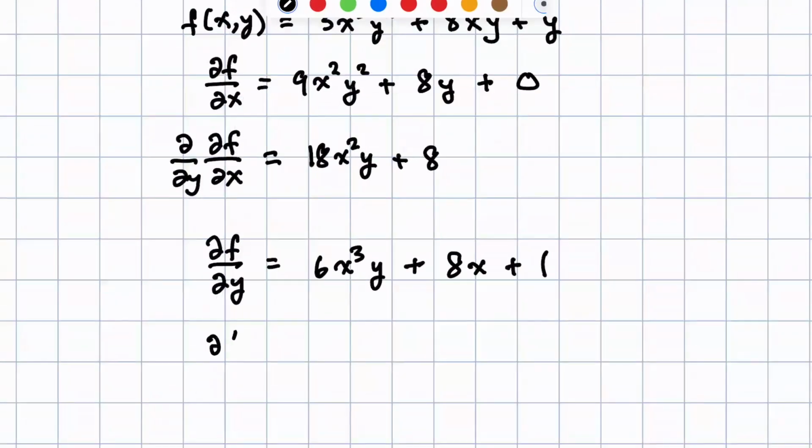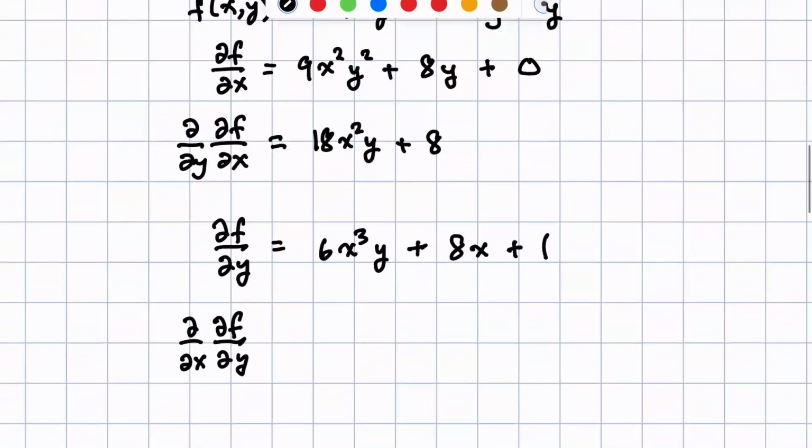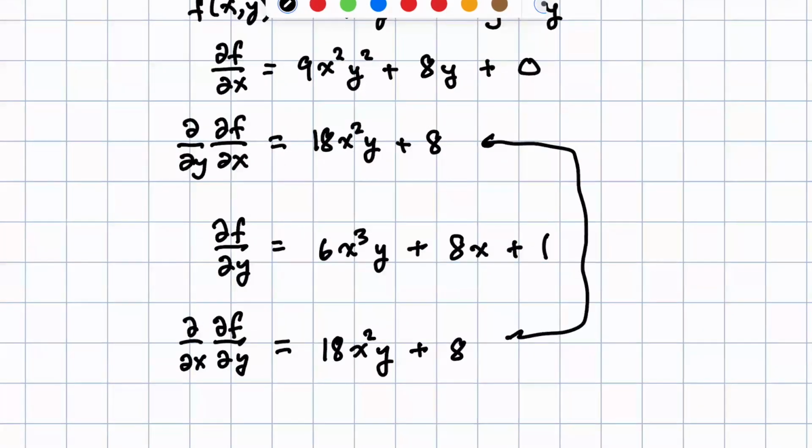Now, what if I decide to differentiate by y and then differentiate again by x? I'm differentiating this in x, so y is a constant. I have 18x squared y. I'm differentiating in x, so this 8x becomes an 8, and the 1 becomes a 0. And notice that these are the same.